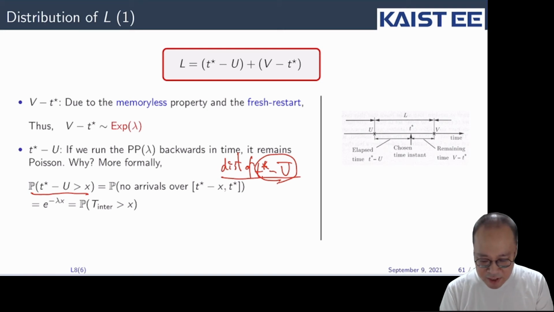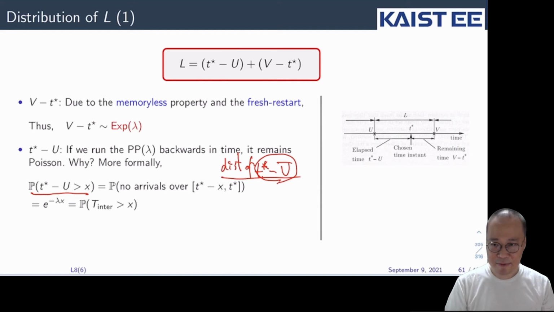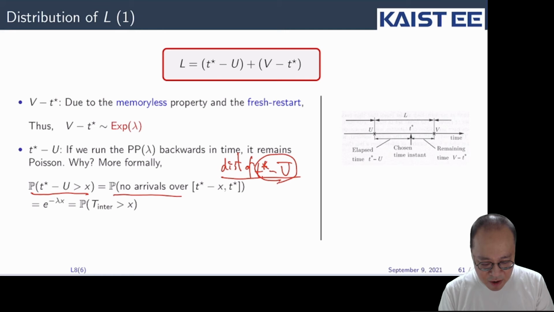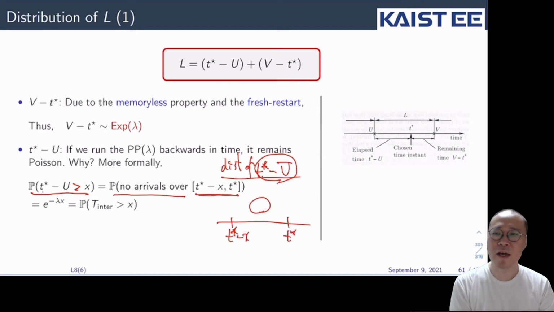Okay, so the CCDF is the probability that t star minus u is larger than x, and that means that there are no arrivals over this time interval. Agree? Yeah, right. Because if t star minus u is larger than x, then there was no arrival from t star minus x to t star. We have no arrivals over this time interval, because u was defined as the previous arrival before t star.